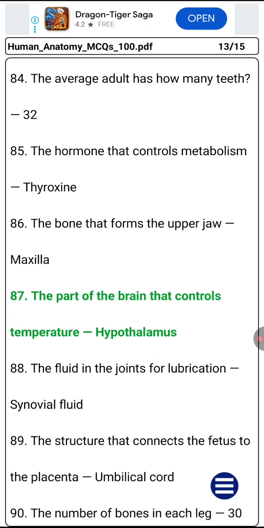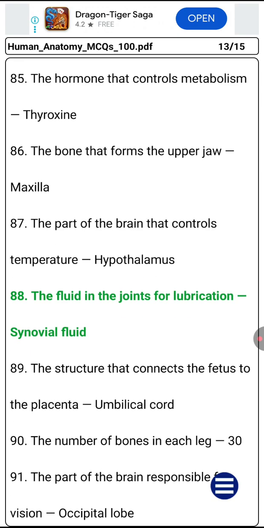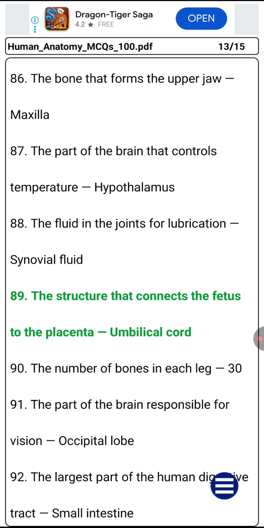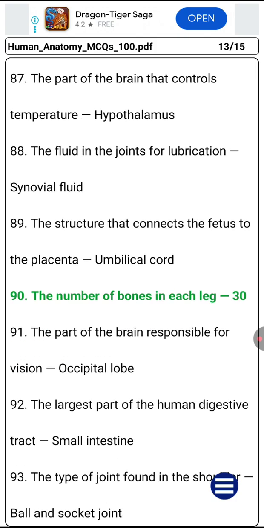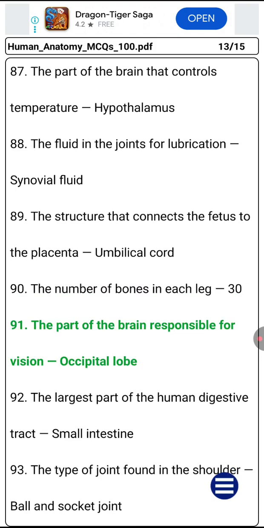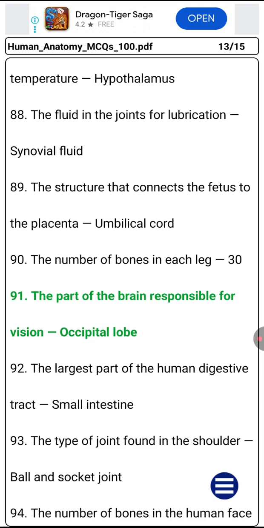87. The part of the brain that controls temperature, hypothalamus. 88. The fluid in the joints for lubrication, synovial fluid. 89. The structure that connects the fetus to the placenta, umbilical cord. 90. The number of bones in each leg, 30. 91. The part of the brain responsible for vision, occipital lobe.